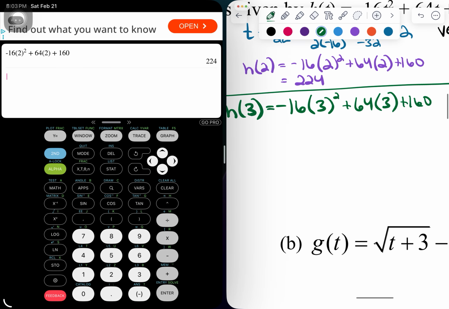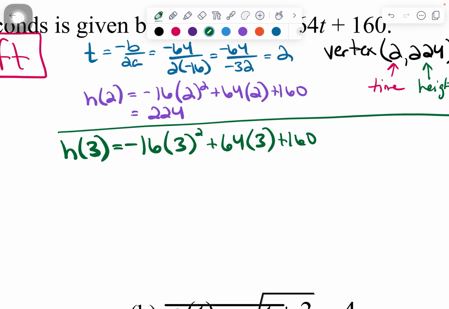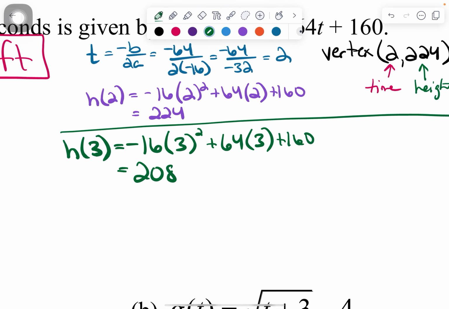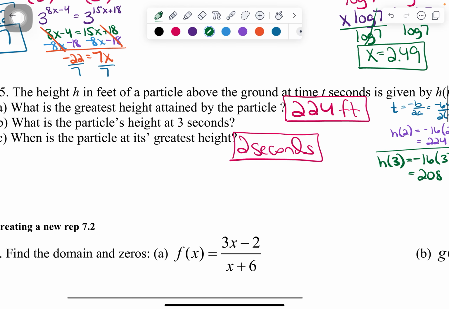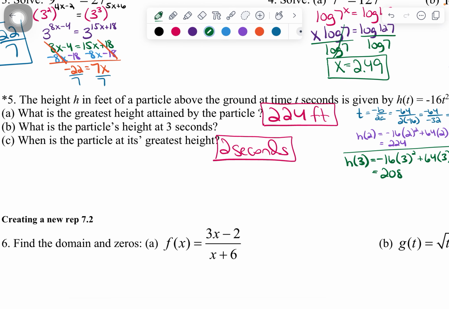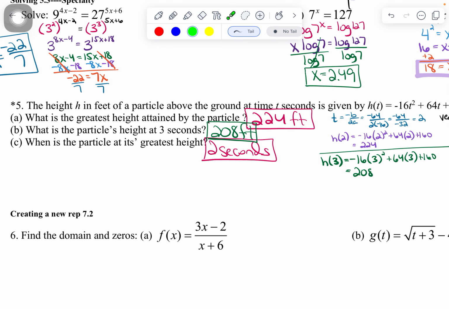In theory, you could do the parts of this: figure out 3 squared is 9, take that times negative 16. But if I have a calculator, I want that calculator to do as much for me as I will let it, and I will let it do a lot. 208. So this equals 208. What is the particle's height at 3 seconds? 208 feet.